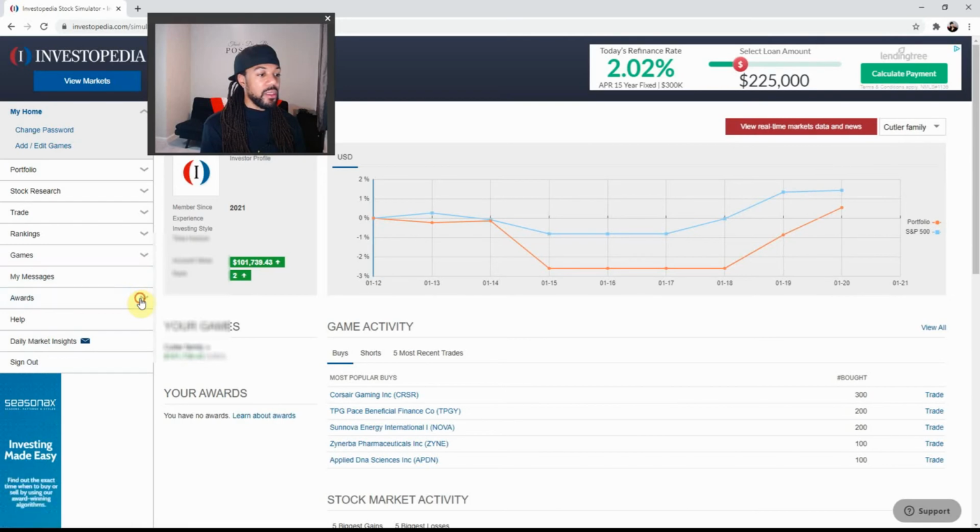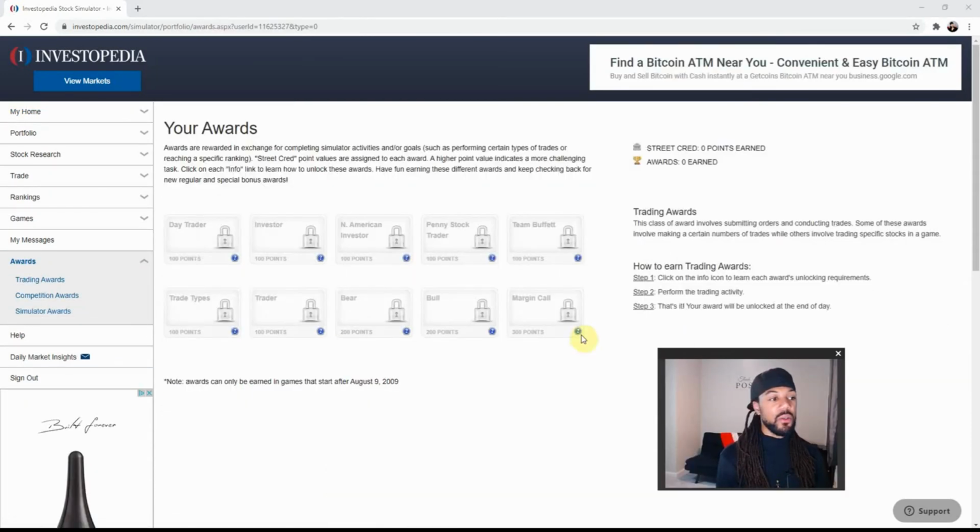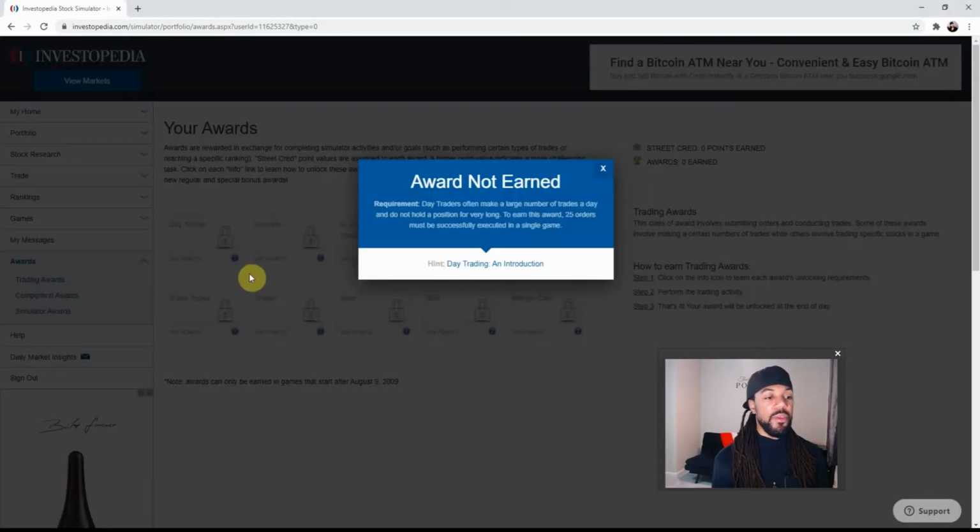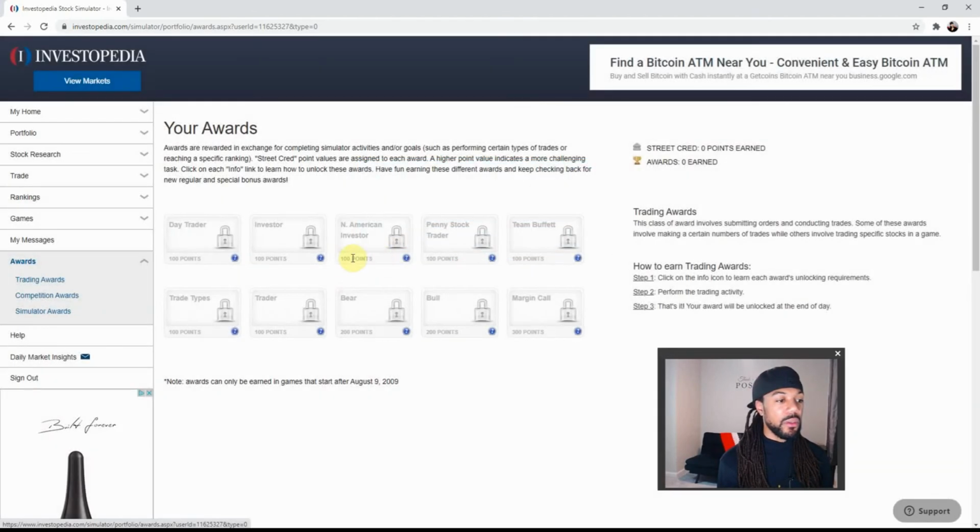Here are my messages and awards. This is something else that's cool. They have little rewards for traders. For example, day trader. There's a little badge or trophy that Investopedia gives you, and then they tell you the requirements. Day traders often make a large number of trades a day and do not hold a position for very long. To earn this award, 25 orders must be successfully executed in a single game. So you just gotta do 25 orders. It's a different requirement for each trophy.